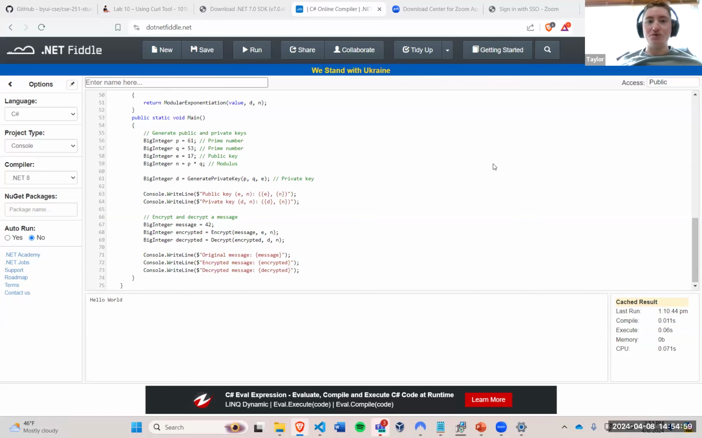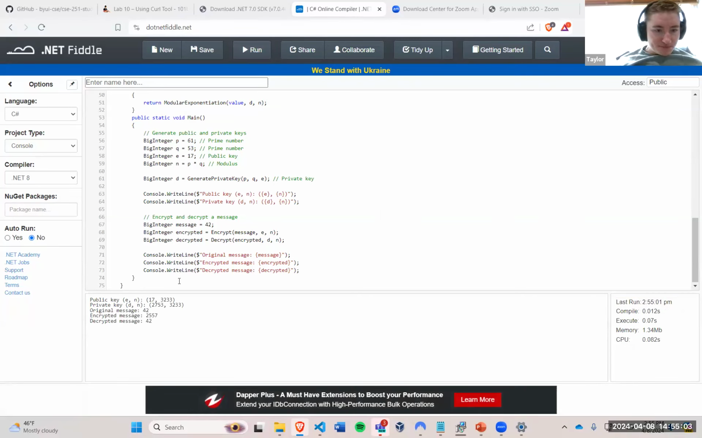but let's try to run this and see what it gives us. Right, so as we can see, it gave us these correct ones. That one should have been obvious unless something terrible is going on. But the original message is 42. Encrypted, it's going to be 2557. And then the decrypted message is 42, which is the original message. So this all worked out correctly.